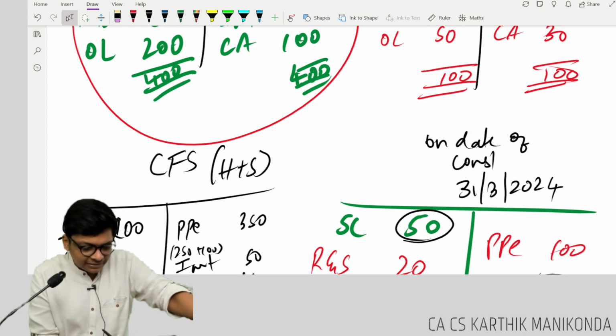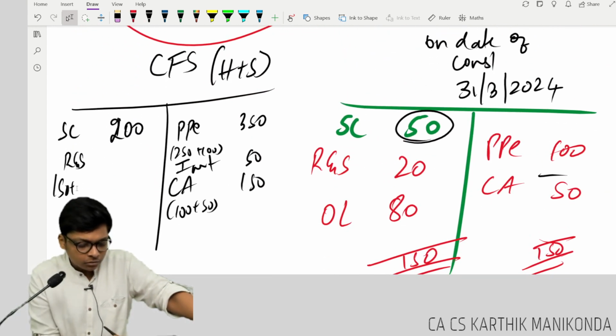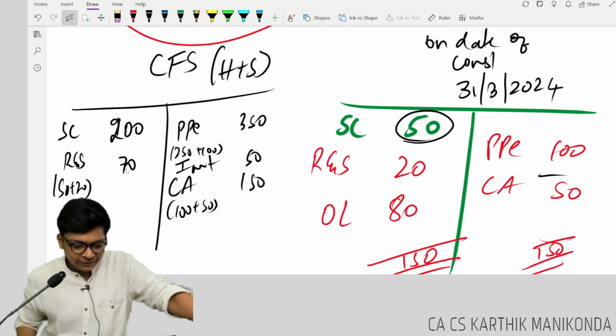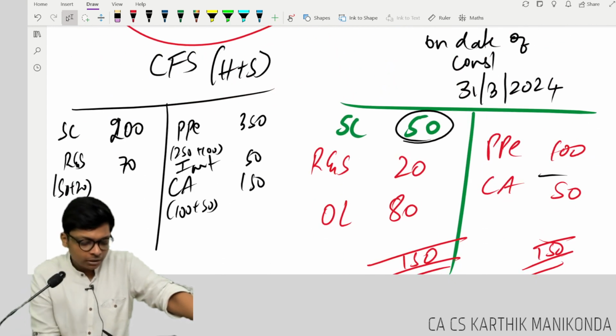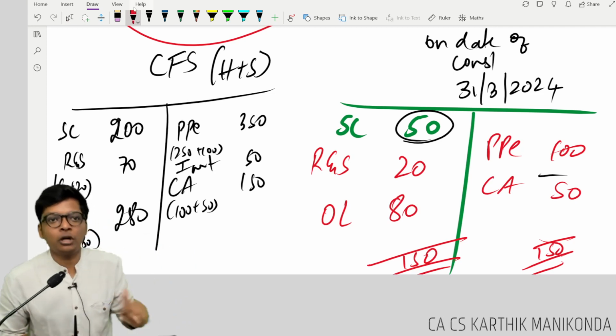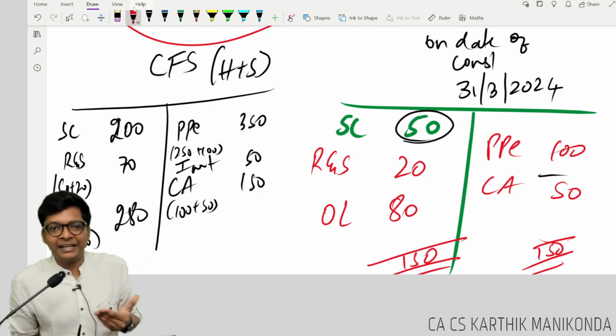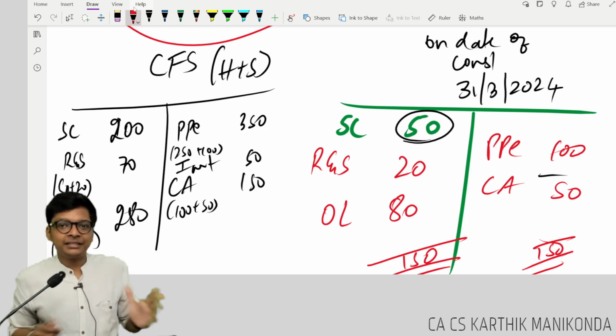Reserves and surplus, 50 plus 20, how much? 70. Other liabilities, 200 plus 80, 280, correct? Is the balance sheet tallying, guys? Of course it has to tally. You added asset, liability, how will it not tally? That is the first step we just added. Of course this is not the final answer, we have to find cancellation.